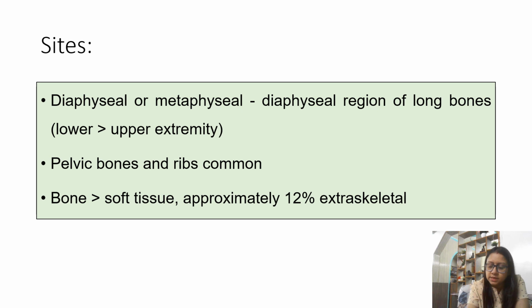Where you see it, Ewing sarcoma, diaphyseal or metaphyseal होता है ये. Diaphysis region of your long bones.